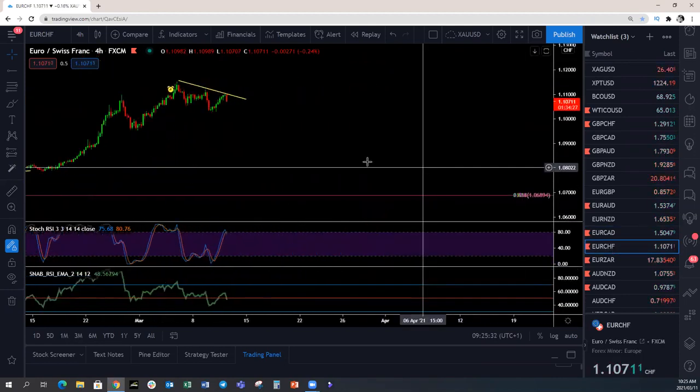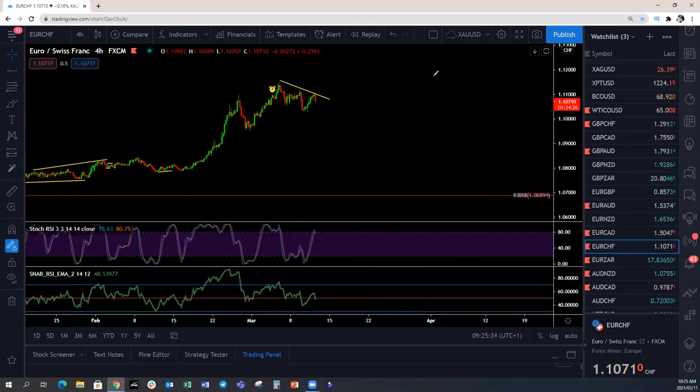EuroChief. Yesterday we were looking for that to make another continuation to the upside. As you can see, my alert has not triggered. It looks like it's making one more move to the downside.